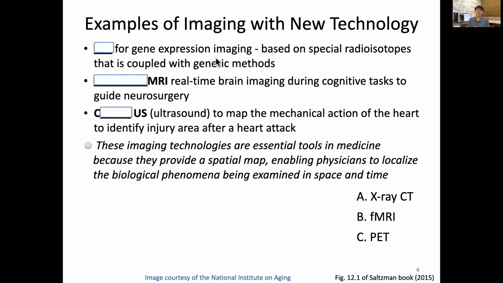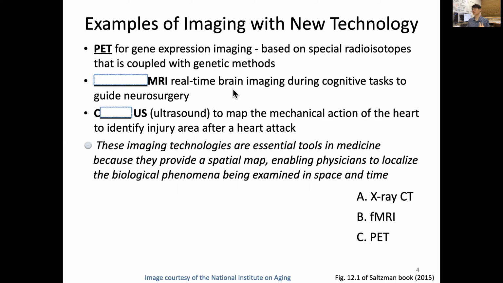So let me start with some new imaging technology examples. First, gene expression imaging. Have you ever thought about this? Based on radioisotopes coupled with genetic methods, we can even visualize gene expression in imaging. Such an example is in advanced PET, or positron emission tomography.